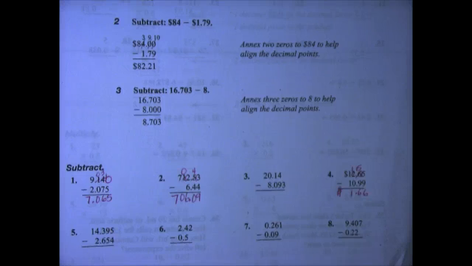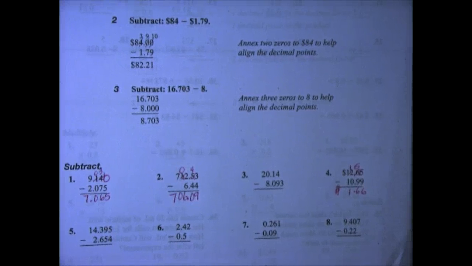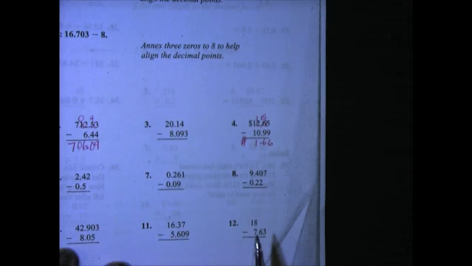So $12.65 minus $10.99 is $1.66. Let's take a look at number 12. There's a whole number involved here, so we have 18 minus 7 and 63 100ths.